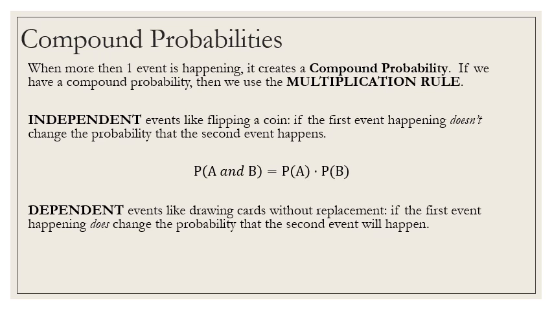Dependent events are like drawing cards without replacement. That means you draw one and don't put it back again. So the first event happening does change the probability that the second event will happen. If you have a deck of cards and you draw out an ace, now you only have 3 aces left in your cards, right? So it does affect the outcome of the second one. This time we still multiply the probabilities, but you have to modify the second probability to account for what happened on the first draw, right?